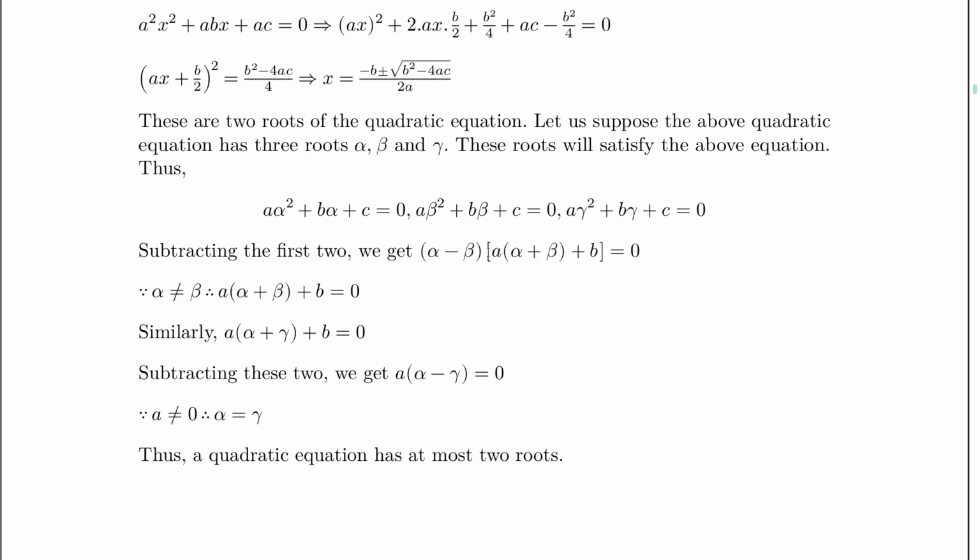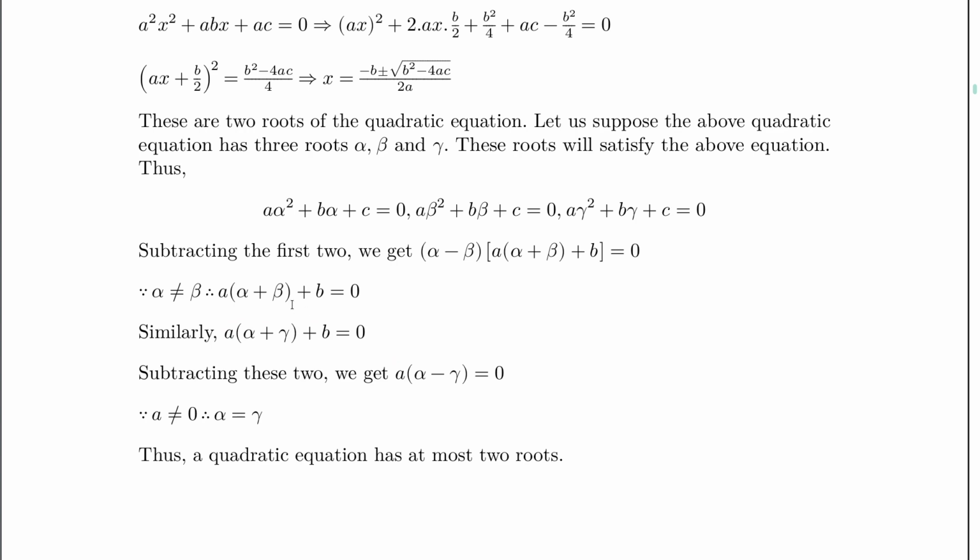Similarly, from the first and third, we can obtain a into (alpha plus gamma) plus b is equal to 0. Now we subtract these two, and we get a into (beta minus gamma) is equal to 0. Now a is not equal to 0 because it is a quadratic equation, therefore beta must be equal to gamma. That means there is no way you can have three different roots.